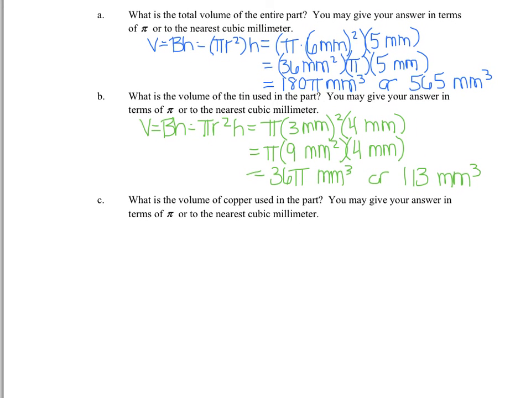Finally, we're asked, what is the volume of copper used in the part? You may give your answer in terms of pi or to the nearest cubic millimeter. Well, the volume of the copper is going to be the volume of the shaded region. So to find the volume of the copper, we need to take the volume of the entire part and subtract it by the volume of the tin.